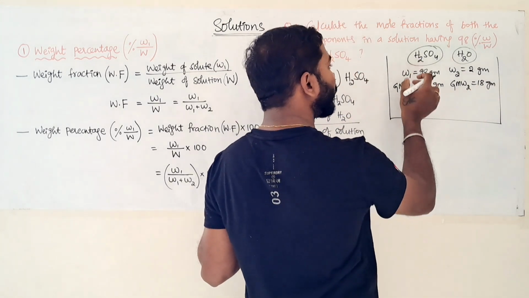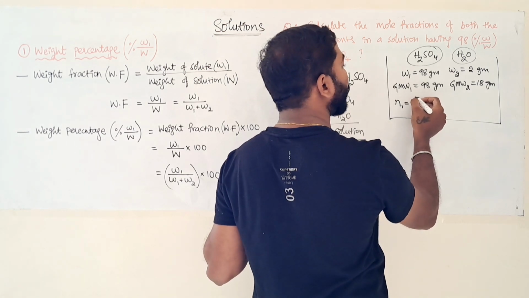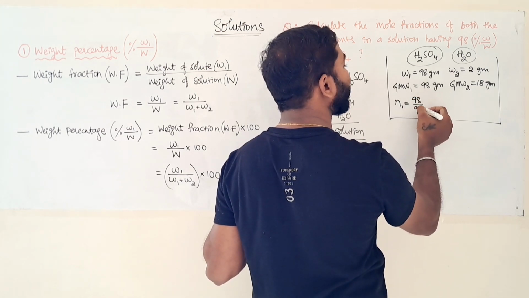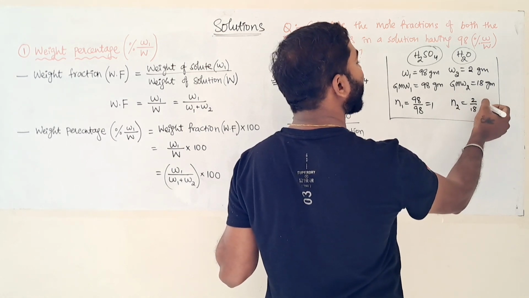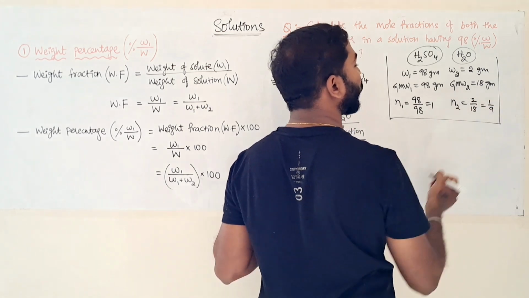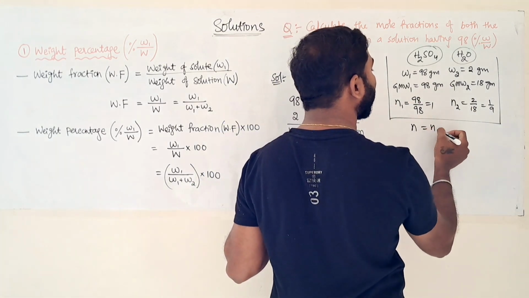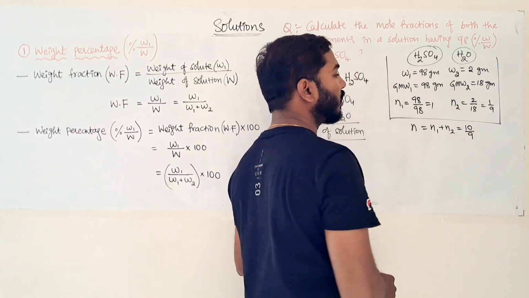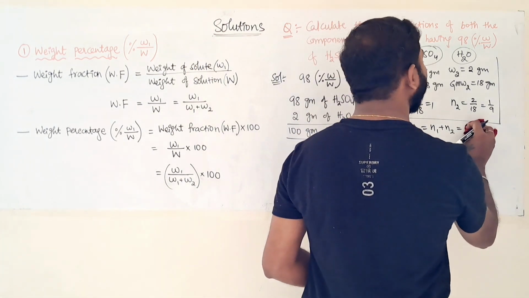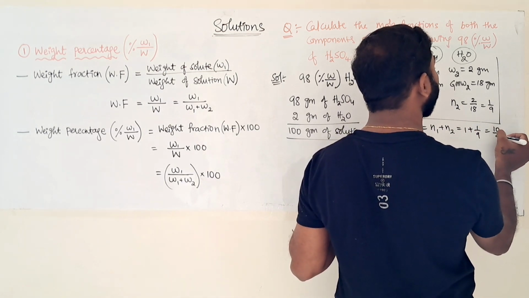And now when we know weight and gram molecular weight, we can easily find the number of moles. That is 98 by 98, which is 1 mole, and similarly here 2 by 18, which is 1 by 9 moles. And now when we have individual moles, we need to calculate the total number of moles, which is 10 by 9. How do we get 10 by 9? That is 1 plus 1 by 9, which comes out as 10 by 9.